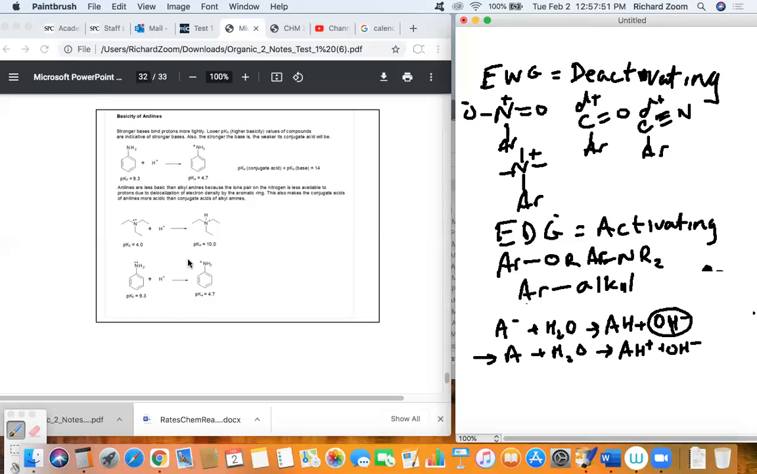Right. Well, what you'll find, Julie, is this makes it real easy. Anything that's negative will be stabilized by something positive. Anything positive will be destabilized by something positive.